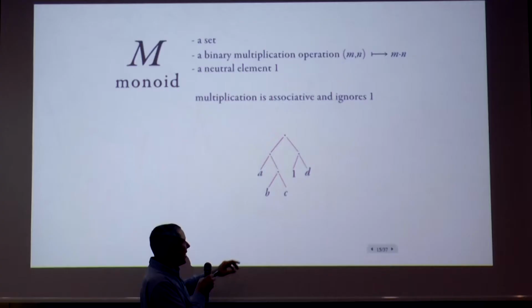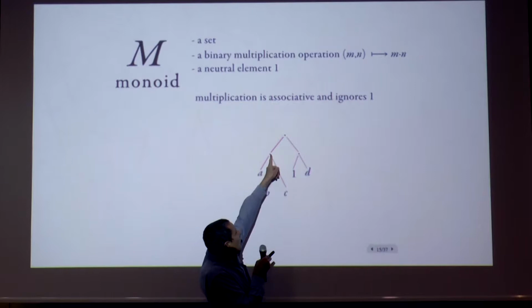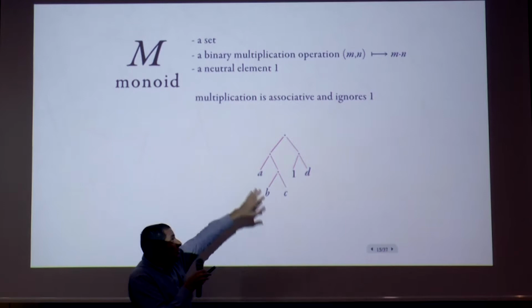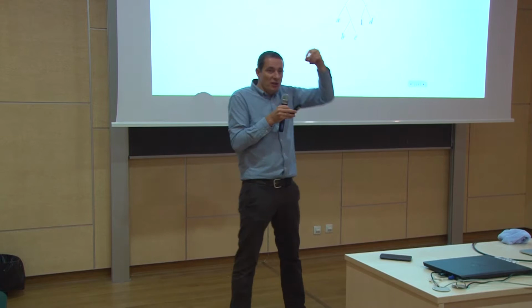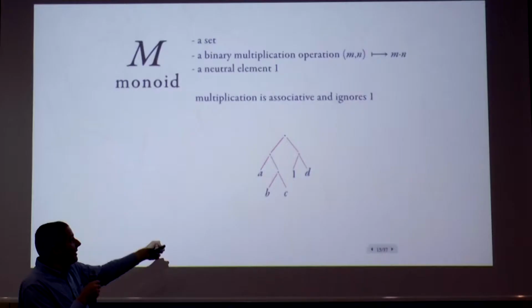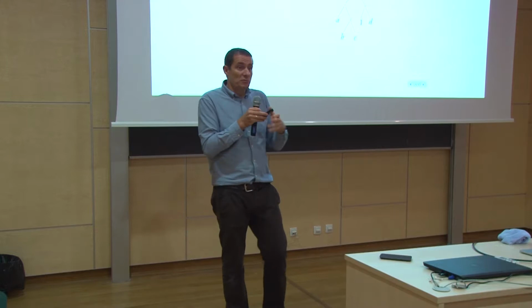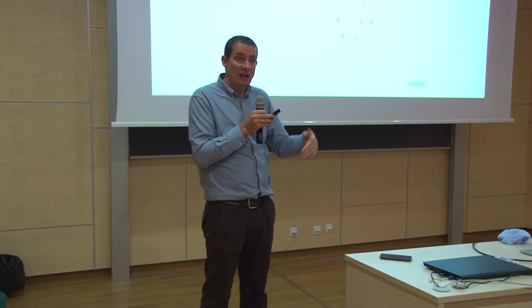In principle, if you construct a term using the binary multiplication operation, you could typically write it using parentheses, but I'll draw it as a tree. There are different parse trees in which you could apply multiplication. And associativity says that the value is insensitive to the parse tree. So no matter how you draw the parse tree, as long as the sequence of leaves from left to right is the same, the value is the same.